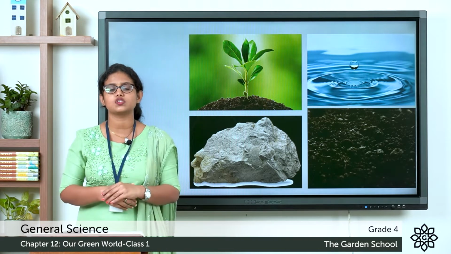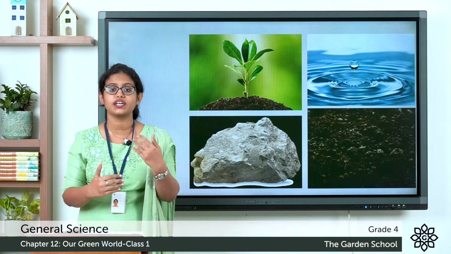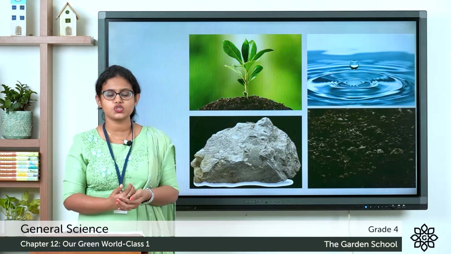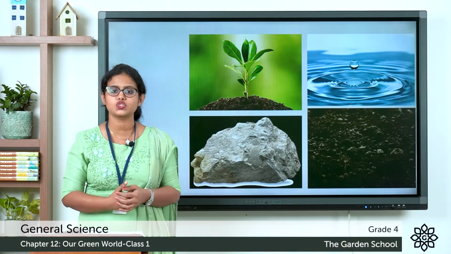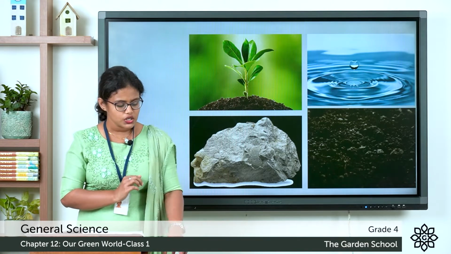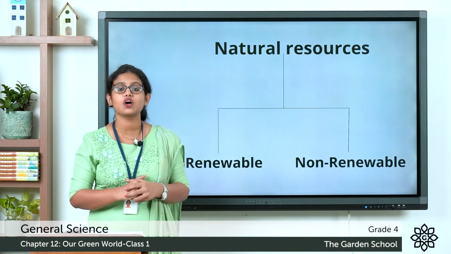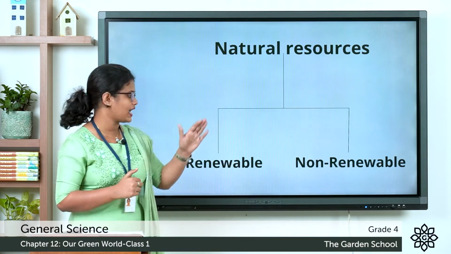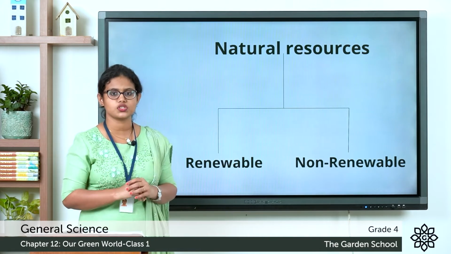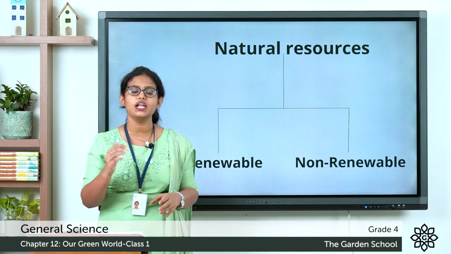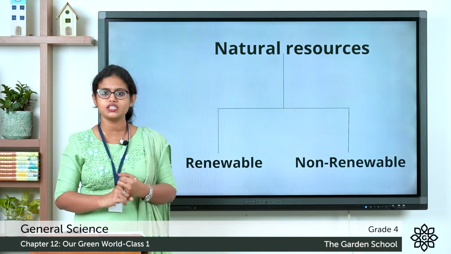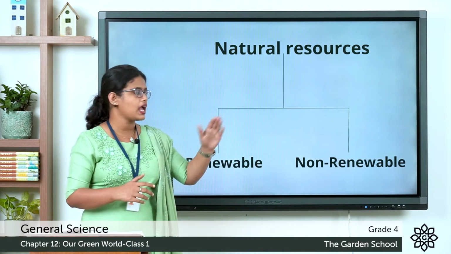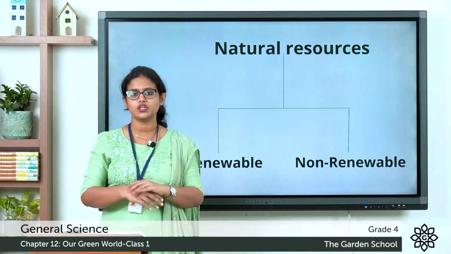Resources means the source of supply. So, what are natural resources? Natural things that are useful to us. So, there are two types of natural resources. They are renewable natural resources and non-renewable natural resources. So, which are the two types of natural resources? Renewable resource and non-renewable resource.